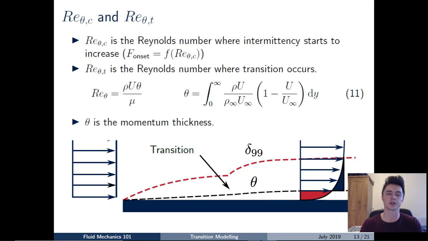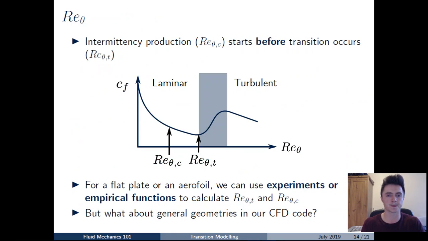So really these two quantities, Re theta c and Re theta t, are just distances from the leading edge of our geometry. And we're going to use these because we can calculate them in the domain where we want to. Here is a small diagram to help you think about the quantities in more detail and help clarify in your mind.